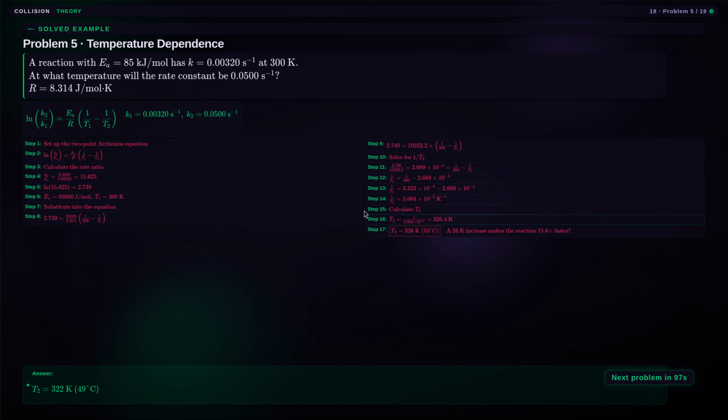The rate ratio is 15.625, with log of 15.625 equals 2.749. Substituting into the equation and solving for T2 gives 326 Kelvin, which is 53 degrees Celsius. A 26 Kelvin increase makes the reaction 15.6 times faster. This demonstrates the strong temperature sensitivity of reactions with moderate activation energies.